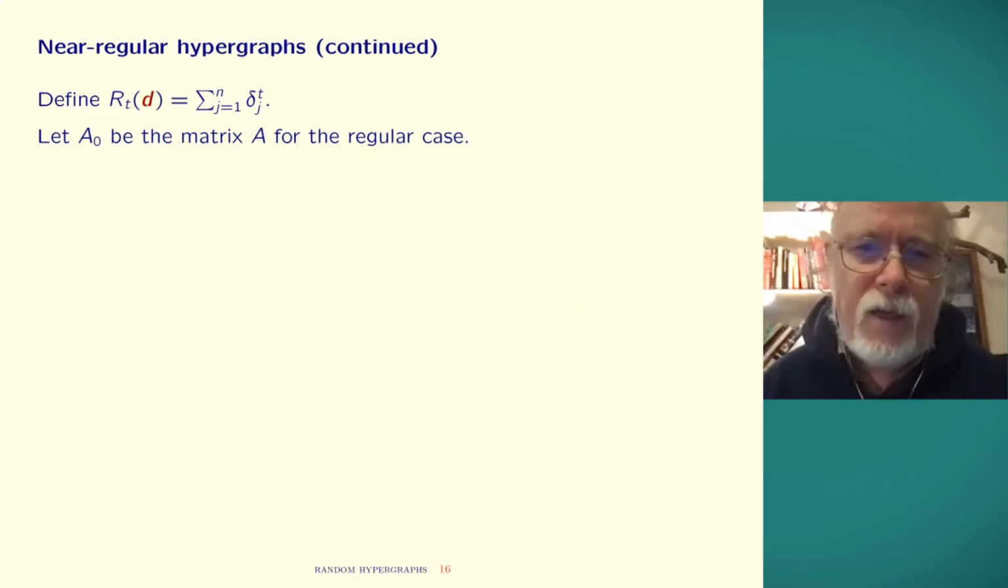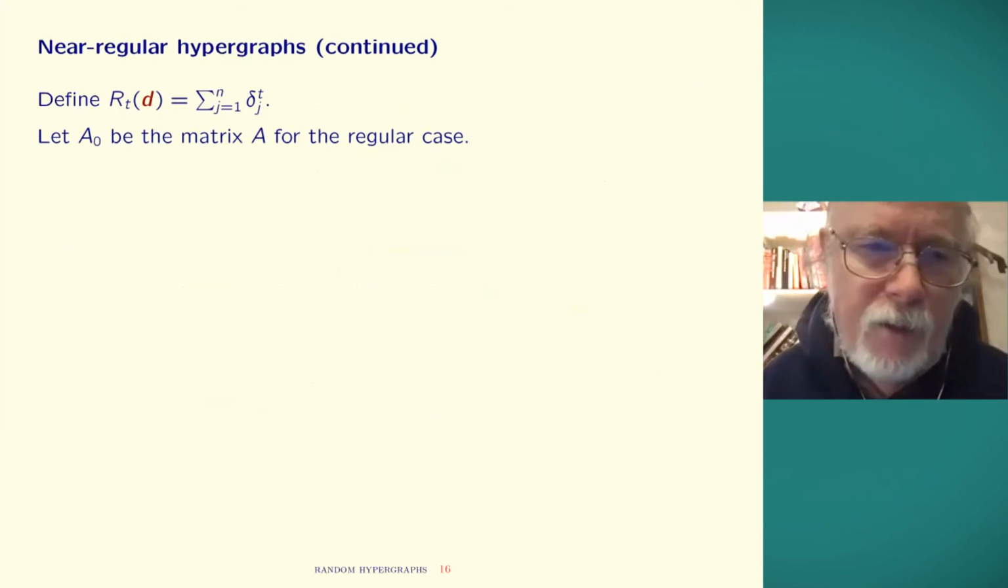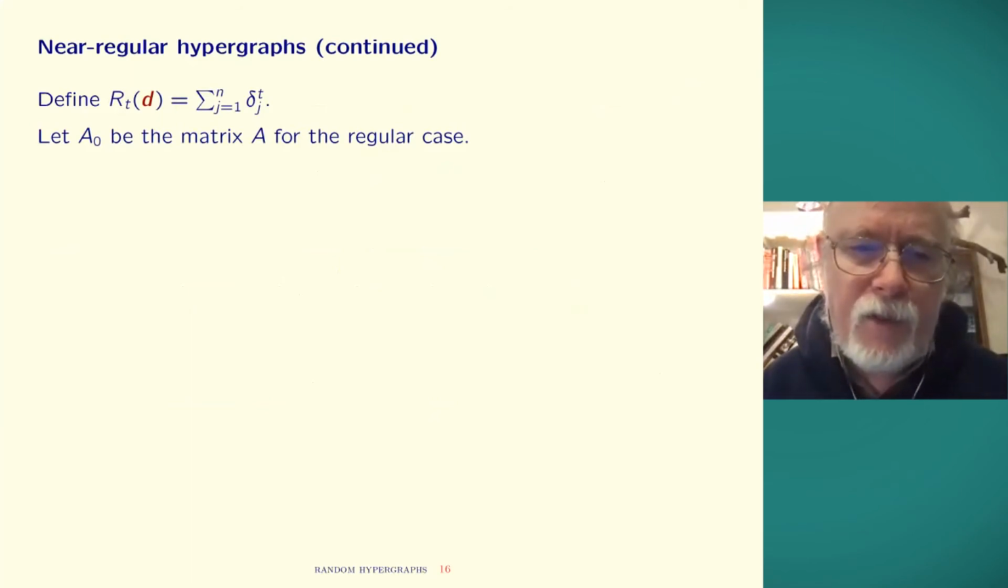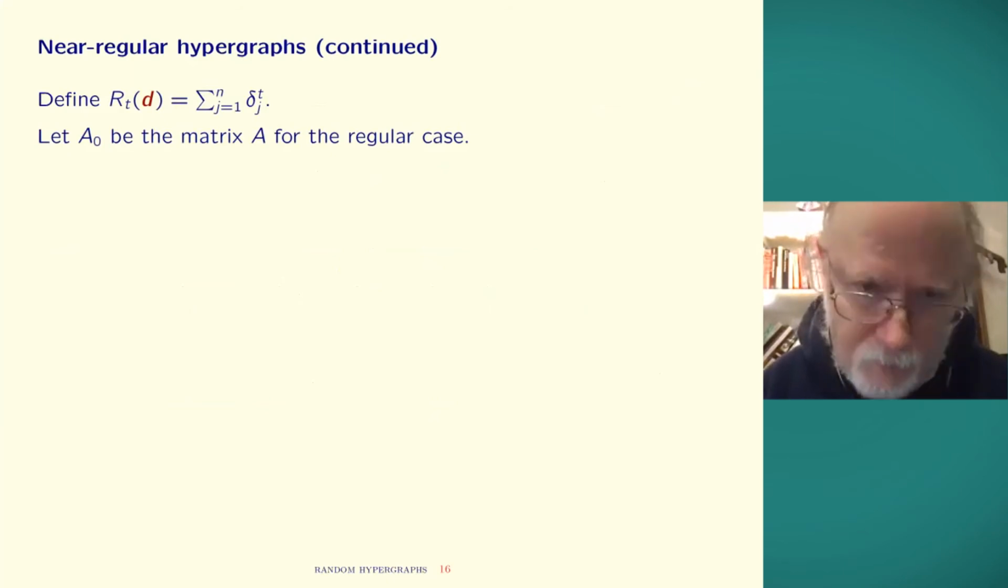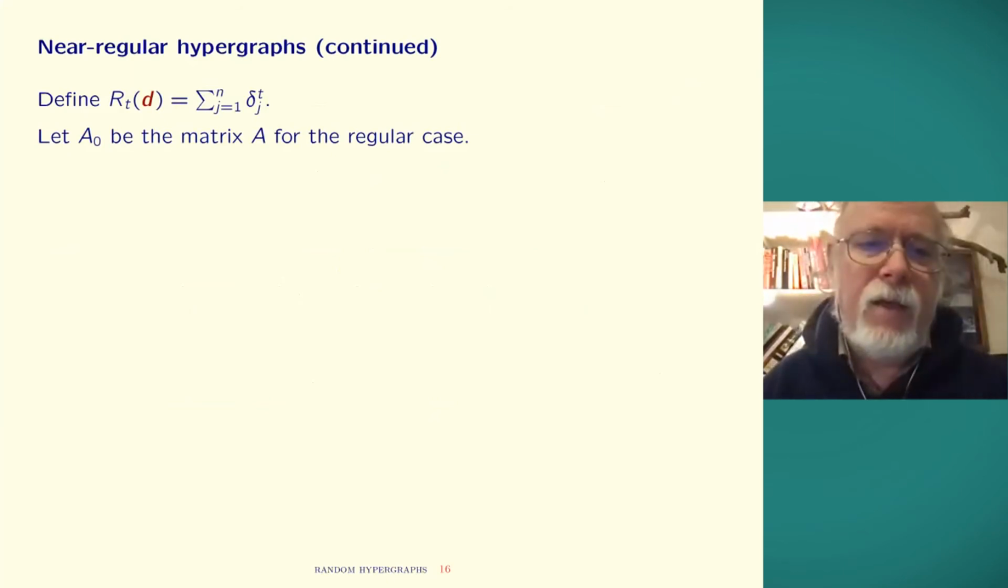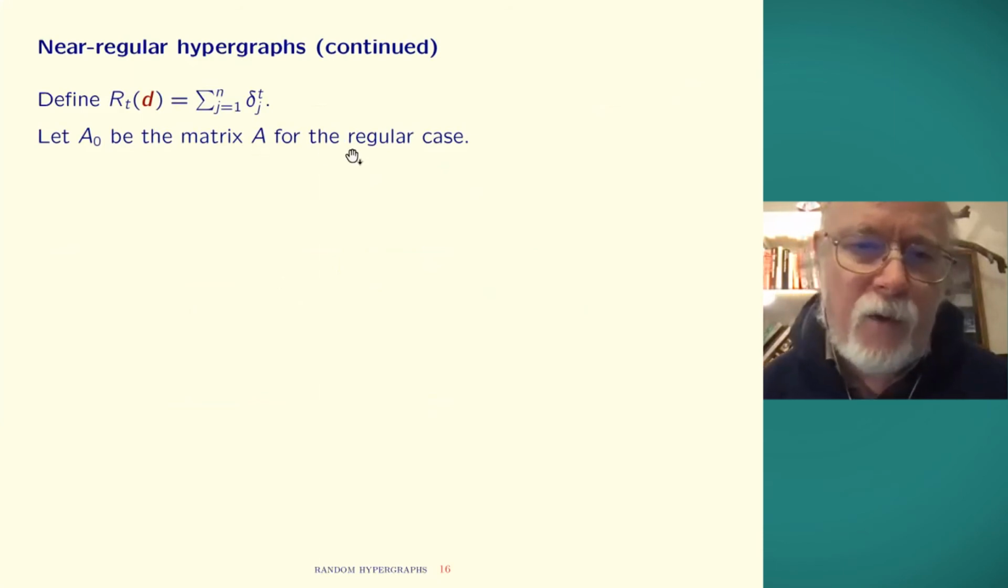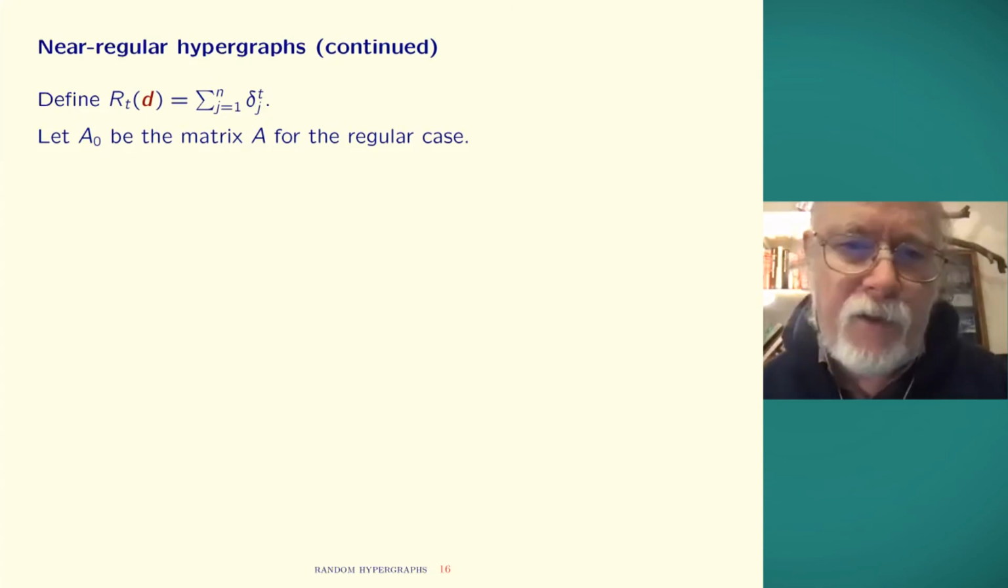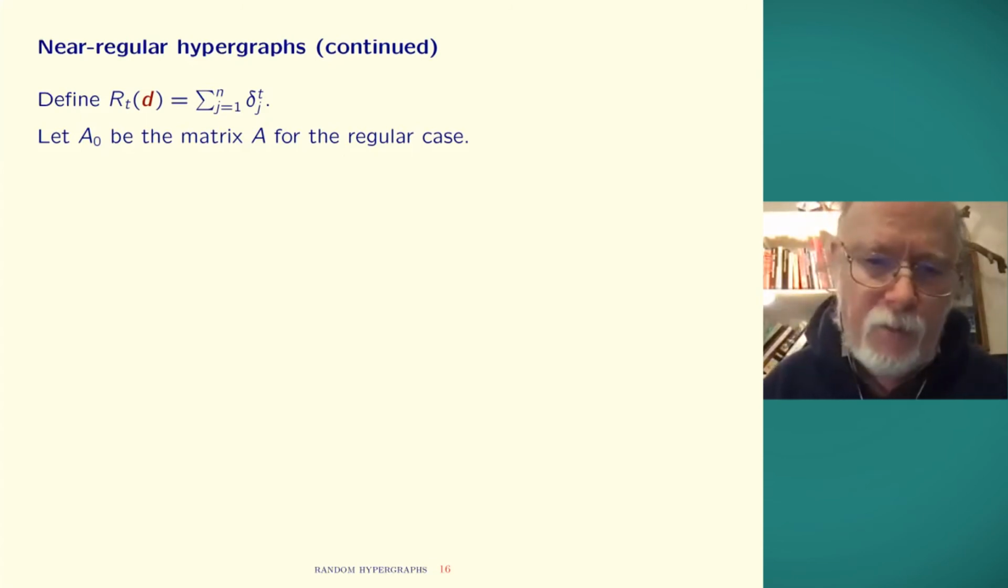And the answer, I tell you, R sub t of d is the sum of the t-th powers of delta j. So this is the t-th central moment of the degree sequence. And A0 is like the matrix A, but it's just for the regular case. So we can write it down quite explicitly, and we can find its determinant quite explicitly, a rather simple rational function.